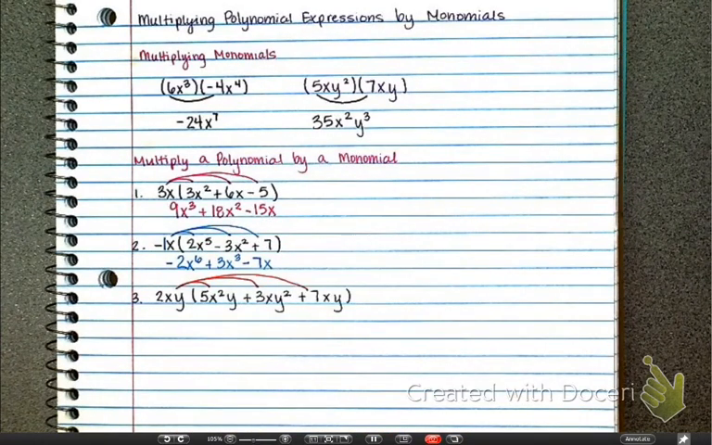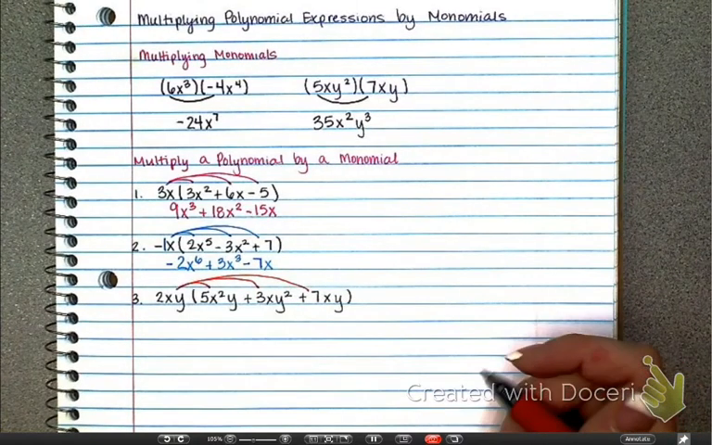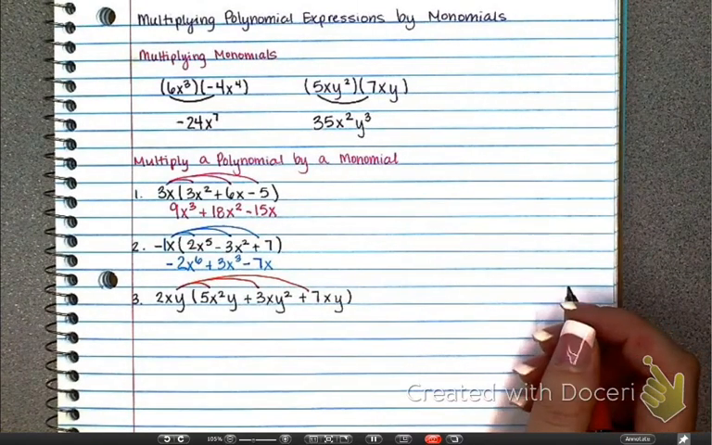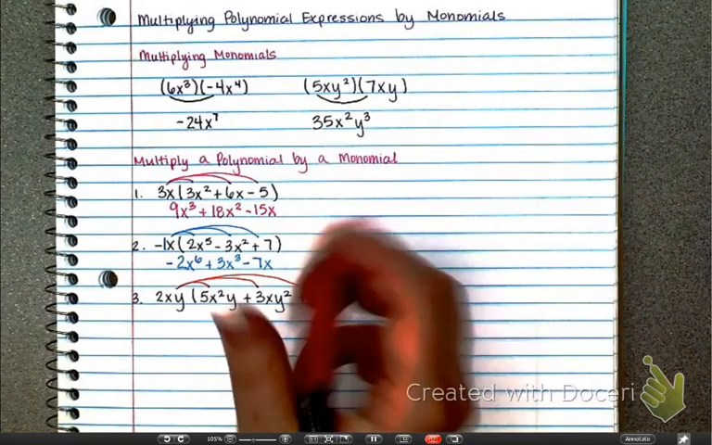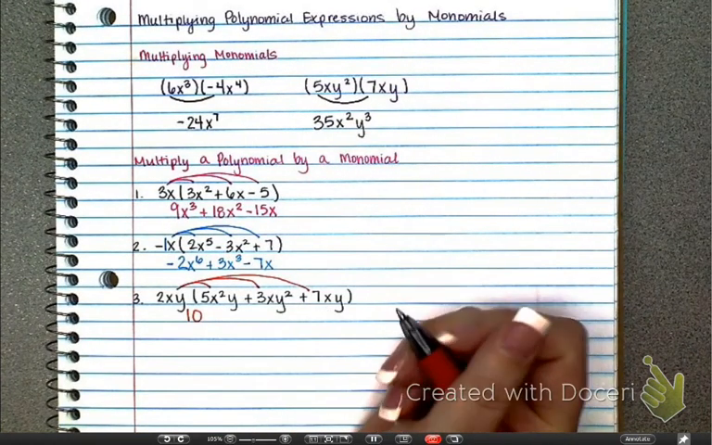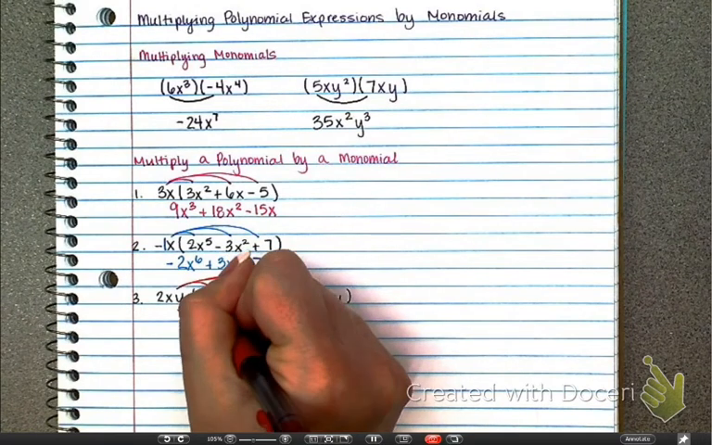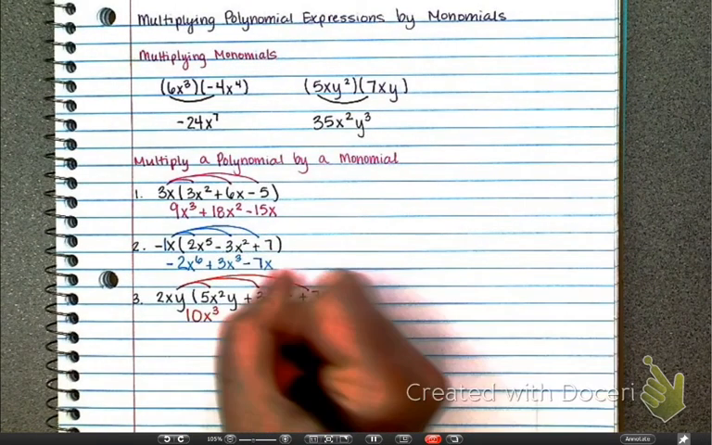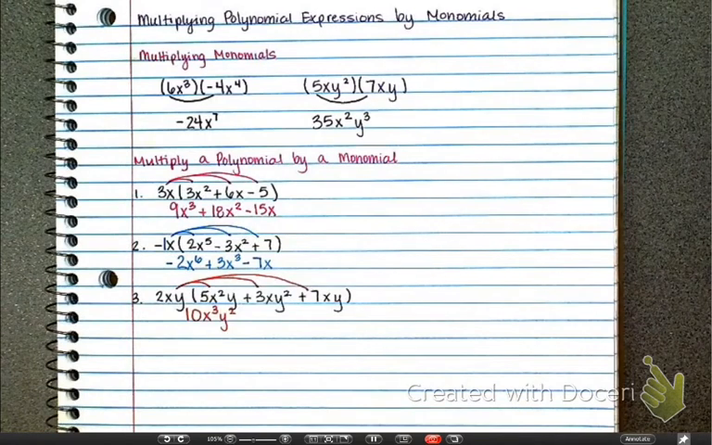Someone want to help me? Mackenzie? You figure 2 times 5. Okay. So you get 10. And then your x to the power of 3. Good. And your y to the power of 2. Perfect. So you should have, for your first term, gotten 10x to the third y squared.